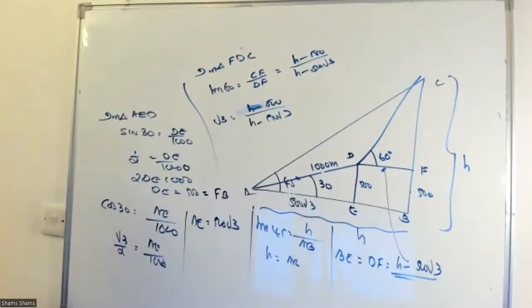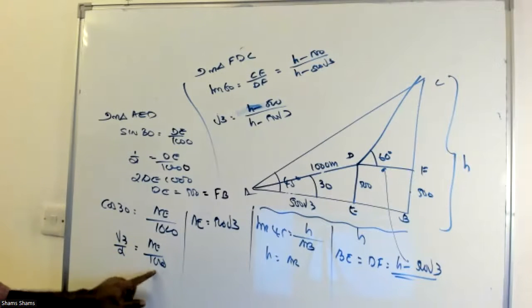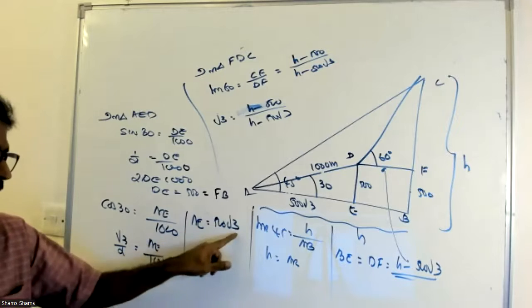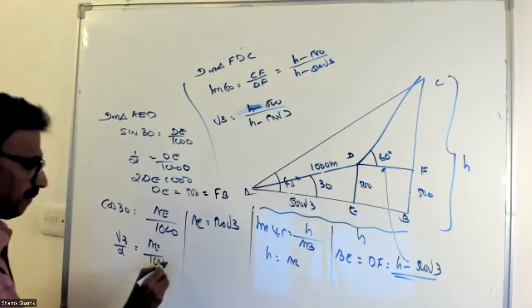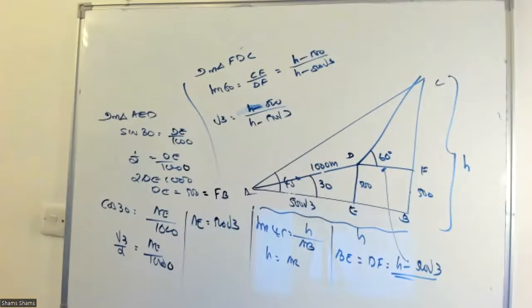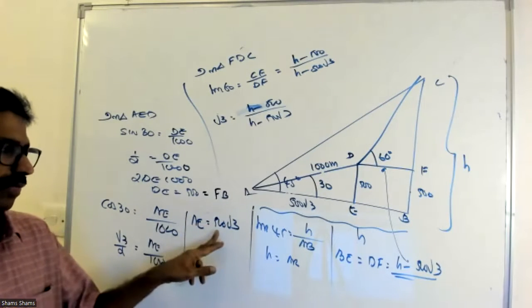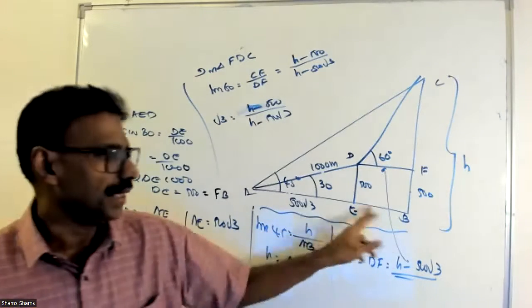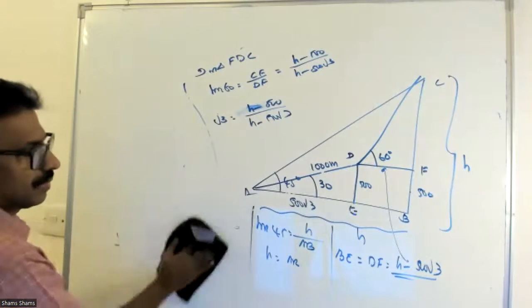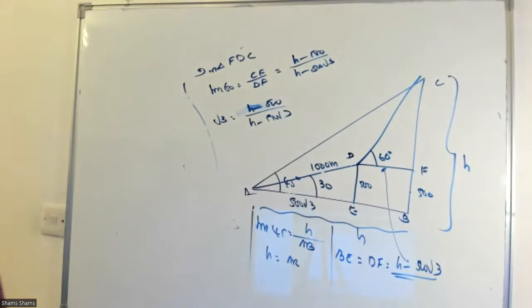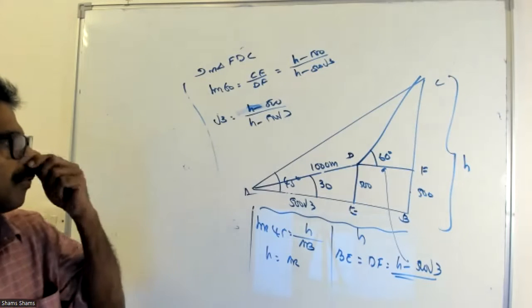Then cos 30 equal to AE by 1000. Root 3 by 2 equal to AE by 1000. So AE equal to 500 root 3. You know how you got 500? 2 AE equal to 1000 root 3. See my mistake here, it's 1000 root 3, so AE equal to 500 root 3. Therefore, BE equal to DF equal to H minus 500 root 3.